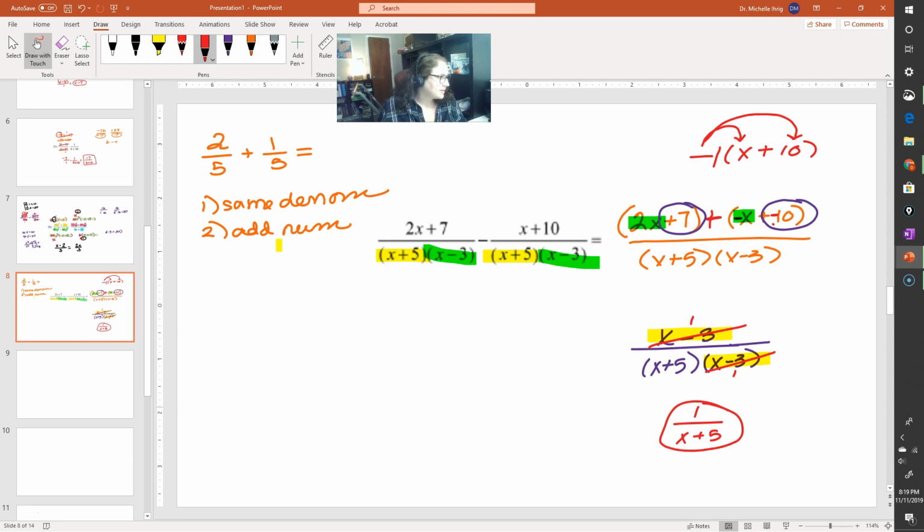Let's do one that's not as pretty. Ooh, this one's really ugly.